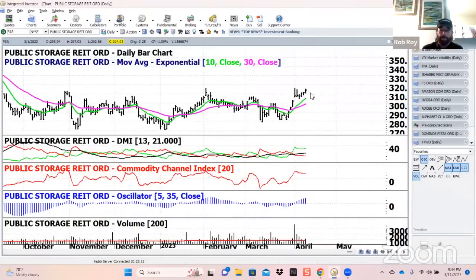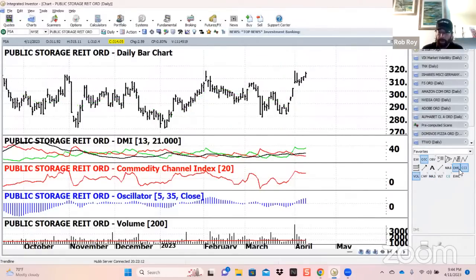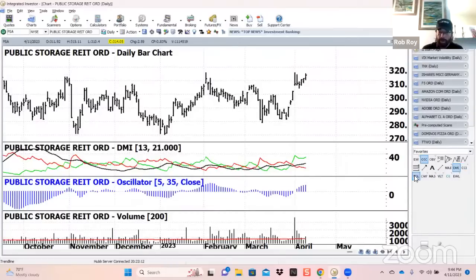Public Storage, pretty nice breakout here to the upside. Look at that. Let's see. Is that DMI giving us a signal here? It looks like it might be.